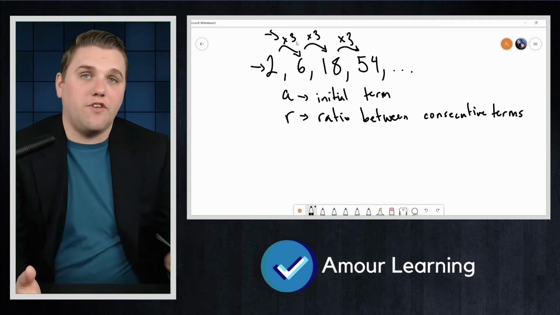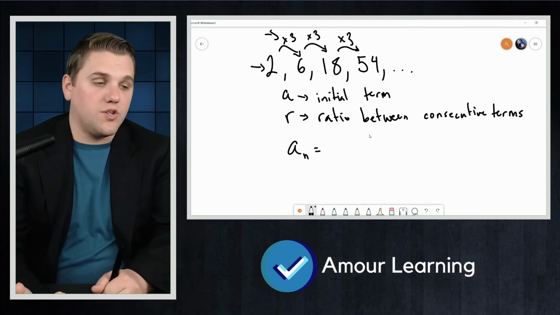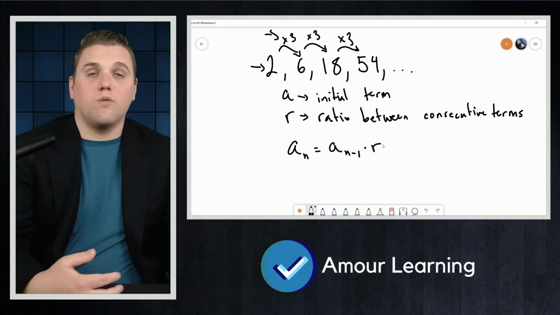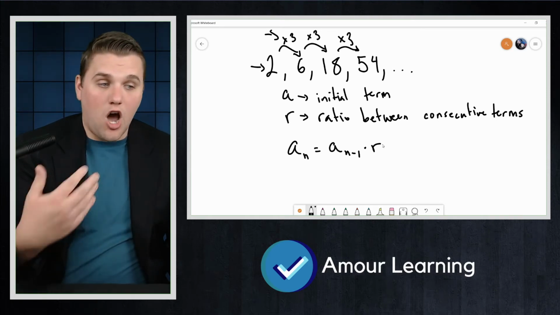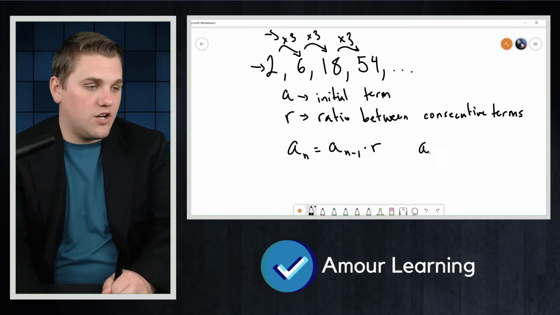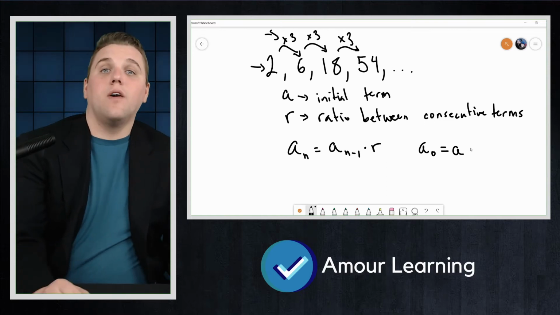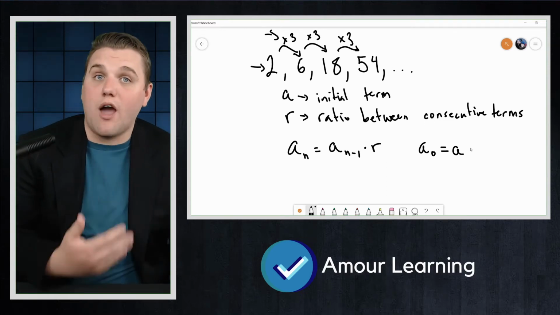The recursive definition would be A_n equals A_(n-1) times R. We're multiplying each term by a common ratio R to get to the next term. And the initial condition would be A_0 equals A. Now, to get the next term, we multiply the previous term by R.